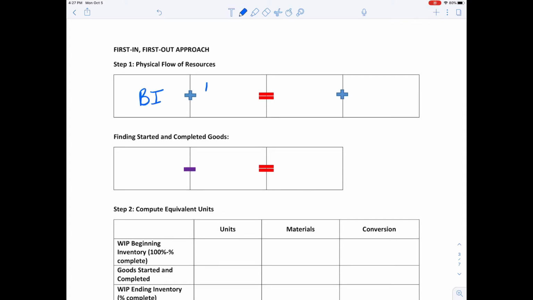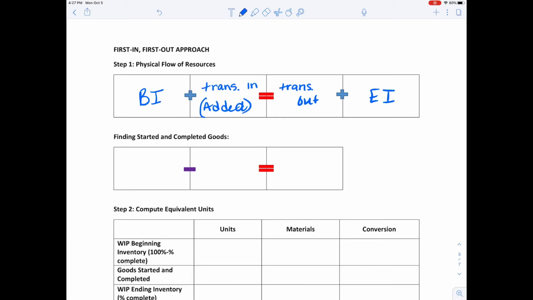We're going to take our beginning inventory, look at what we transferred in, or what was added into production. This is going to equal our transferred out plus our ending inventory. That part stays the same, but what we're really concerned with is how much we've done in the current period.